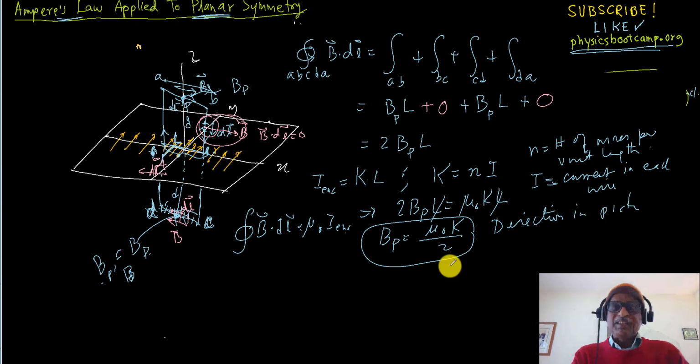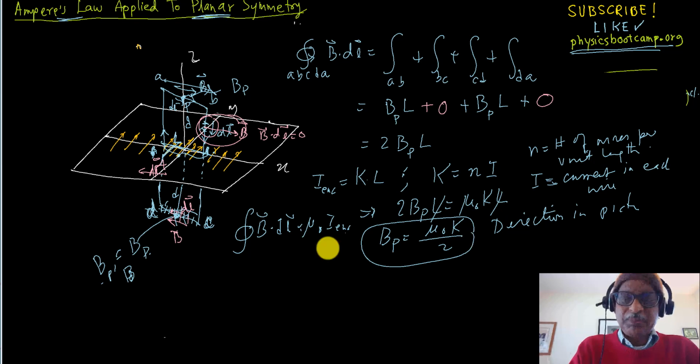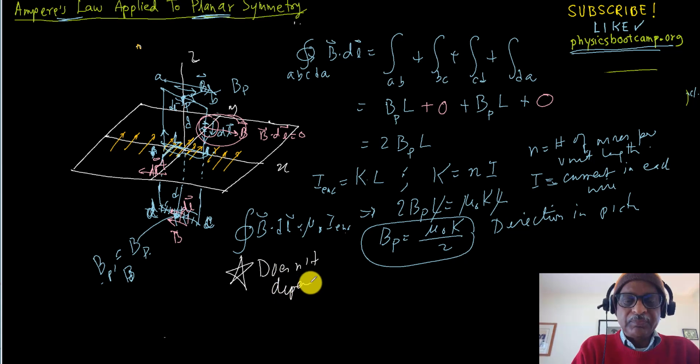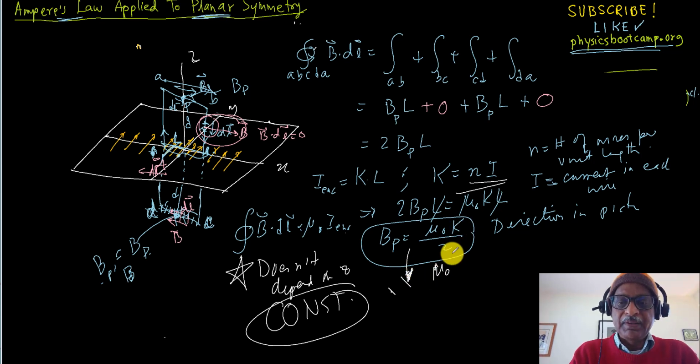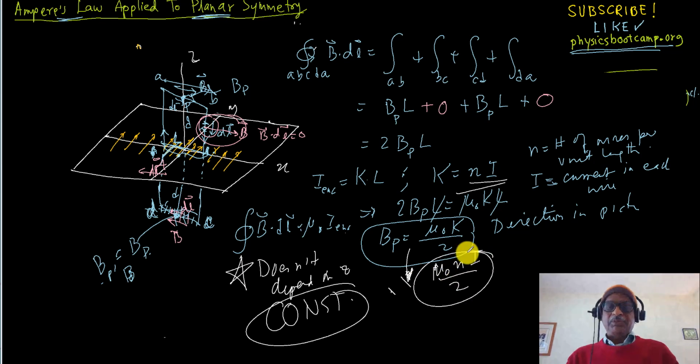The interesting thing is, it doesn't depend on z. It's really constant, so it's the same everywhere. The direction depends on whether you're above the plane or below the plane. And if you write it in terms of number of lines and I, this will just be equal to mu 0 n I over 2.